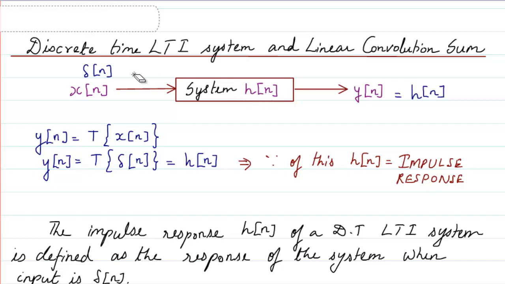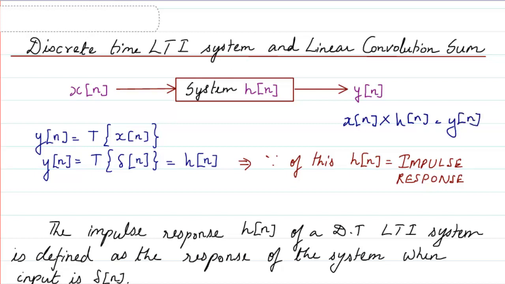Now, why are we learning this here? What we are interested in is to find out, if we know x of n and we know h of n, is there a way to find out y of n? Generally people think that if I know x of n and h of n, then all I have to do is x of n into h of n and I should get y of n. Big confusion in it.